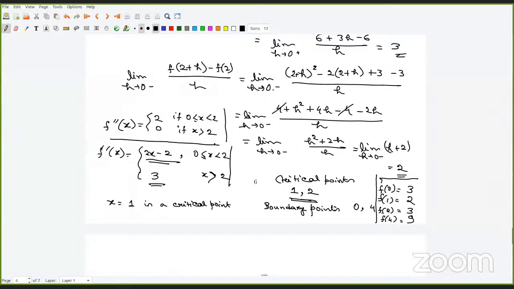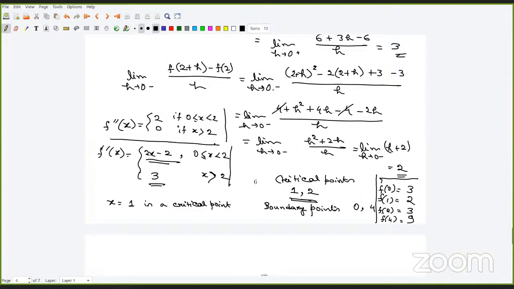Okay, so when f double dash x is greater than 0, then that is a local minima. When f double dash x is less than 0, then it is a local maxima. Is it clear? So see, at x equal to 1, that is the first one, right? f double dash x is 2, which is greater than 0. So it is a local minima.